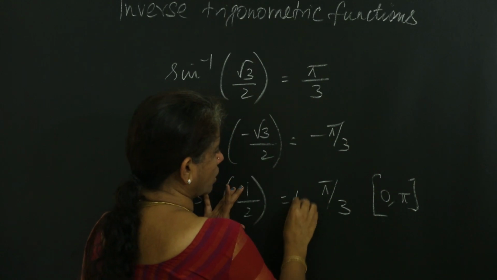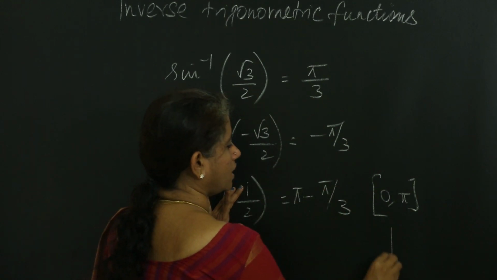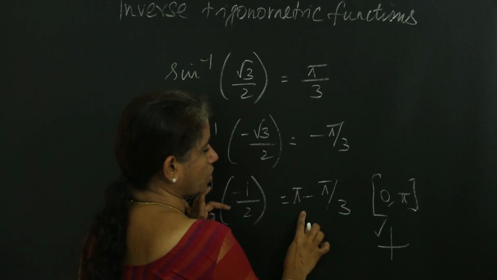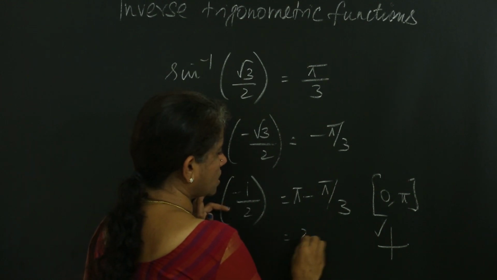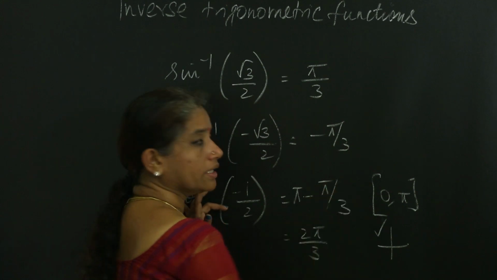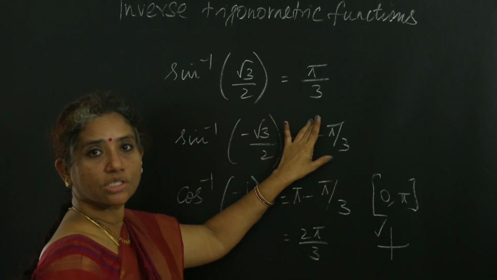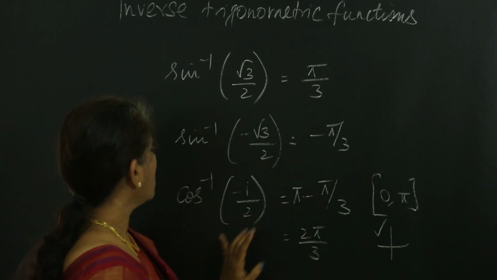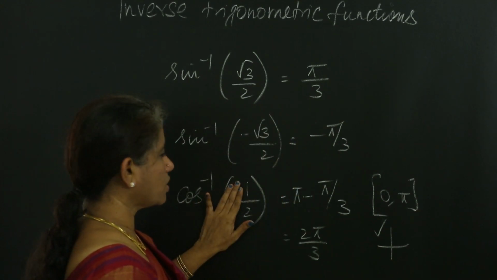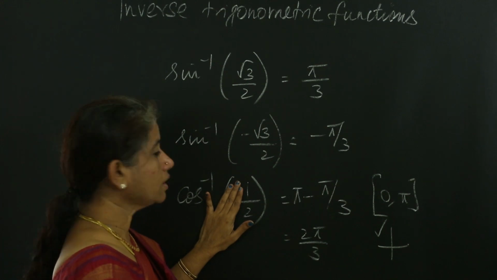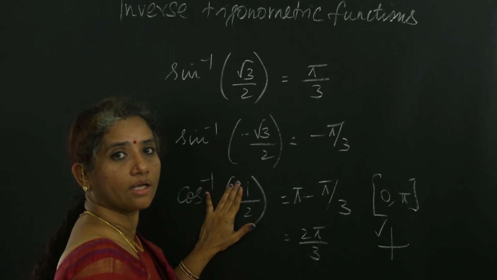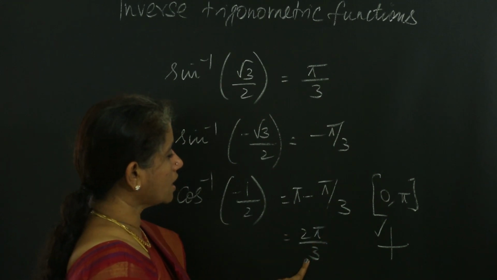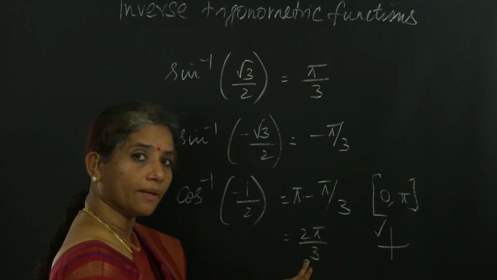So this is going to be the second quadrant, and cos is negative in the second quadrant, and this is going to be pi minus pi by 3, which is 2 pi divided by 3. So for sine inverse, you just need to change the sign. Find for the positive, just change the sign. For cos inverse, find for the positive, and it will be the second quadrant, therefore pi minus whatever angle you are finding with the positive number. So pi minus pi by 3 is 2 pi divided by 3.